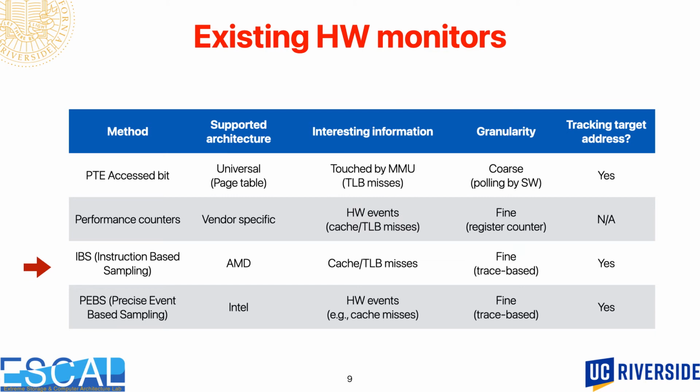IBS is an AMD-specific feature. It collects an instruction in the CPU's pipeline stage. Collected samples show some information such as cache or TLB misses or northbridge status. Because it is trace-based, it is finer-grained than A-bit profiling. IBS can collect the virtual and physical address of a load store instruction. PEBS is an Intel-specific feature. It is similar to the performance counter, but it can collect the target address.